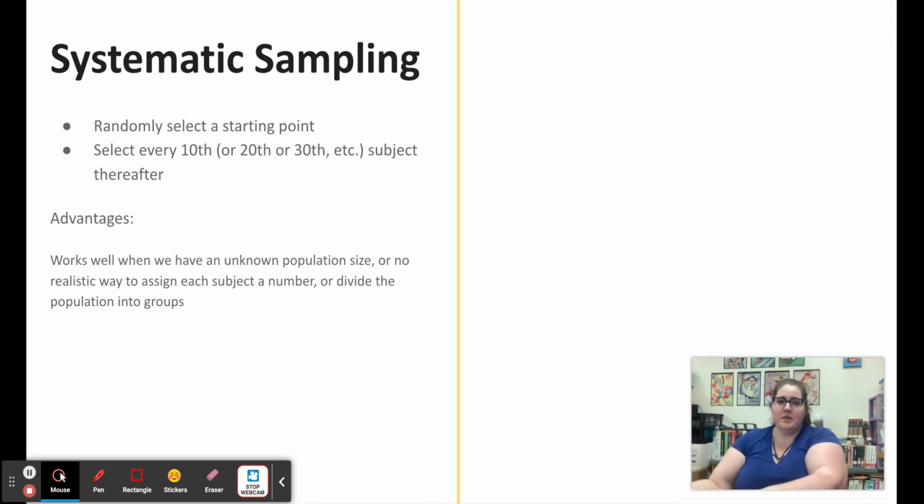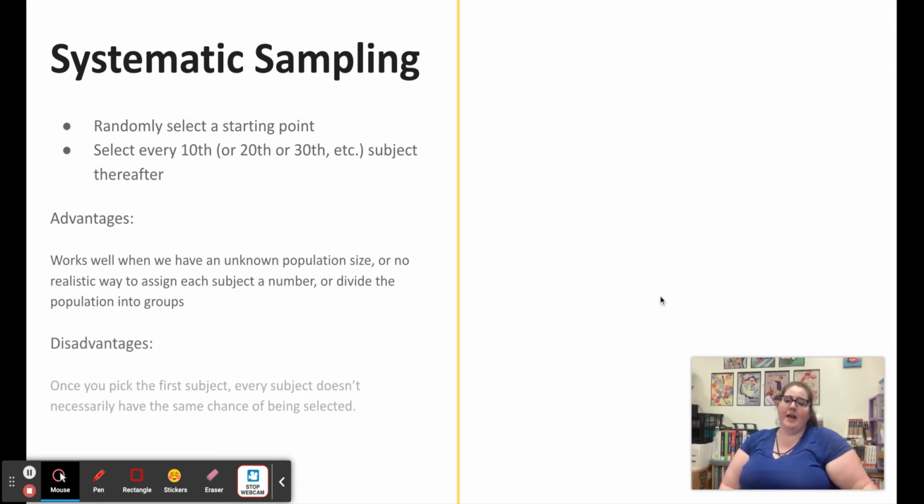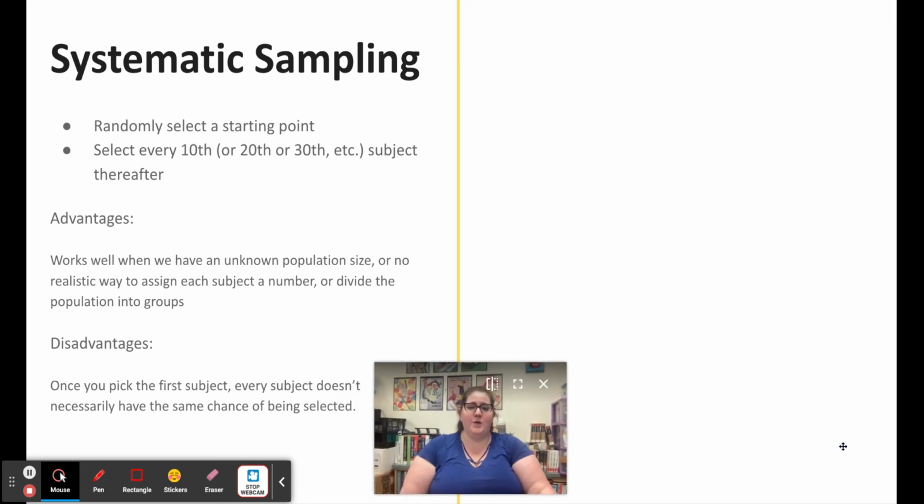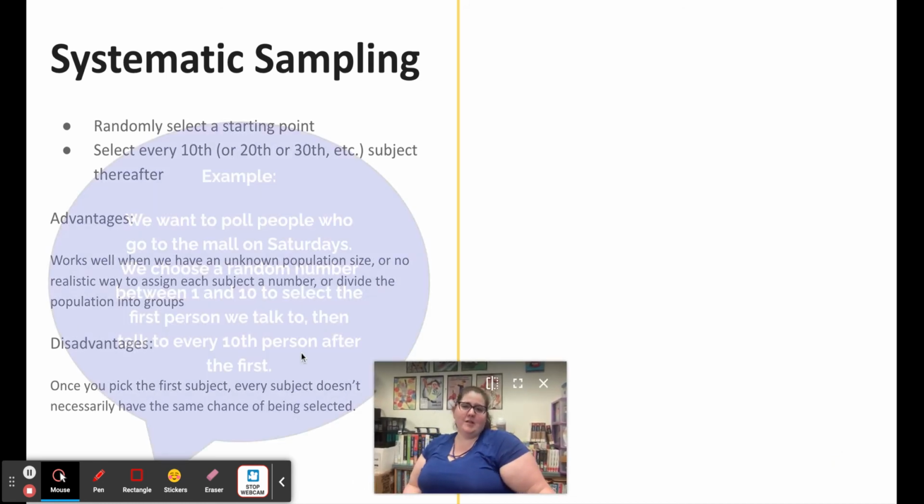Choose a random person to start with and then talk to every 10th or 20th or 30th person who comes in the door. Makes it a little bit simpler to keep track of. Some disadvantages: once you pick that first subject, you're not technically giving every subject the same chance of being selected. So the randomness is suffering a little bit. And it's not always appropriate, but it is a great option to use in very specific situations.